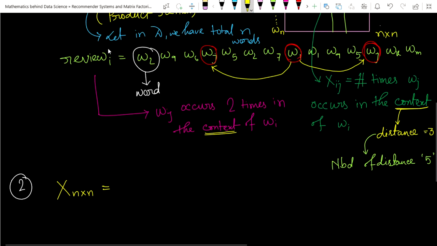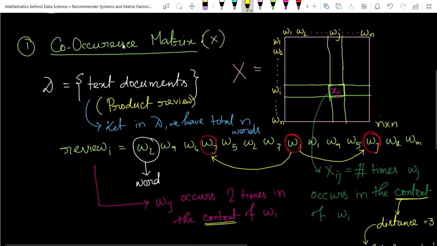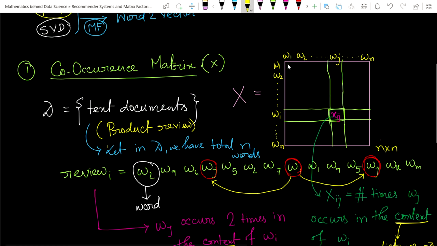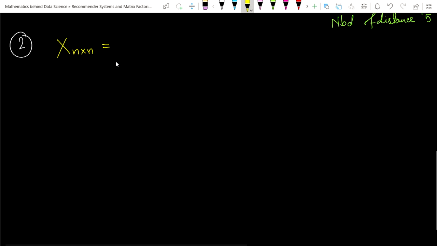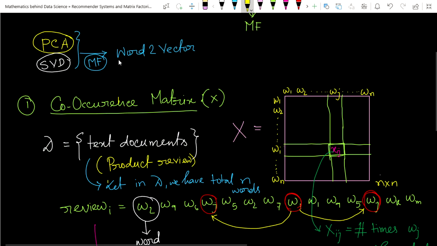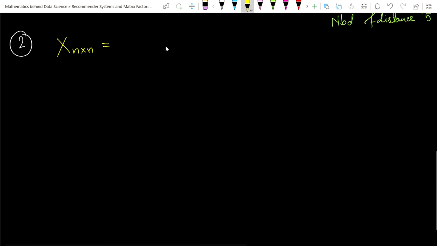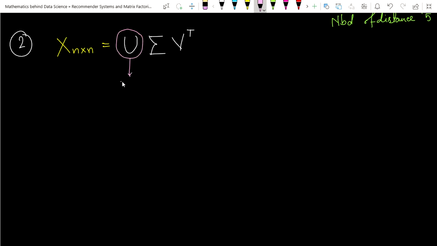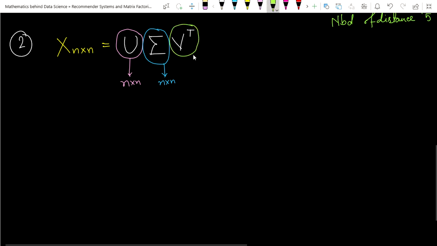Now since it is a square matrix, we can easily use SVD, singular value decomposition. We have already seen how to use this SVD. After using the SVD, we get the matrices U, sigma and V transpose. What will be the dimension of each matrix? For U, it will be n cross n because it's a square matrix. Similarly, sigma will be n cross n, and V transpose will also be n cross n.